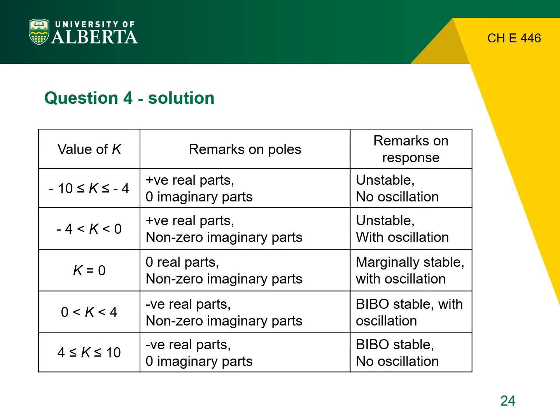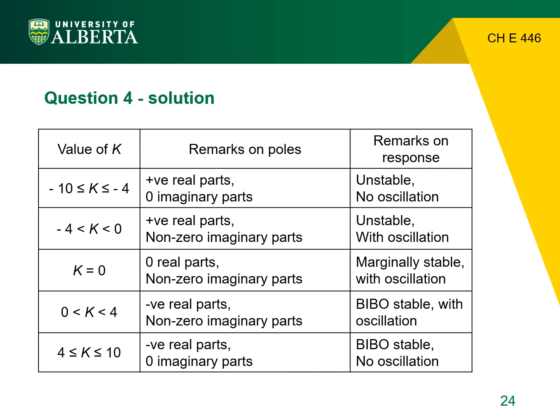Let us first start with the range of k between -10 and -4. For all those values, the poles s1 and s2 both have positive real parts and zero imaginary parts. Therefore, the response of the system is unstable with no oscillations. When we consider values of k between -4 and 0, the poles s1 and s2 have positive real parts along with non-zero imaginary parts. Therefore, the response of the system is unstable as well as oscillatory.